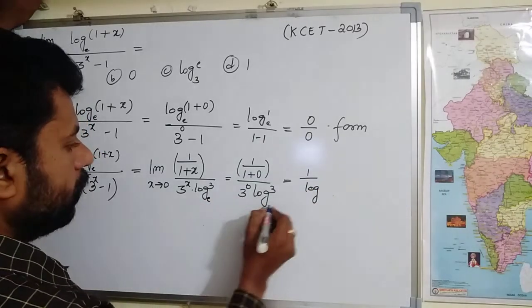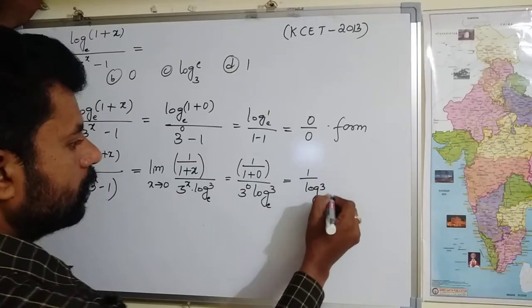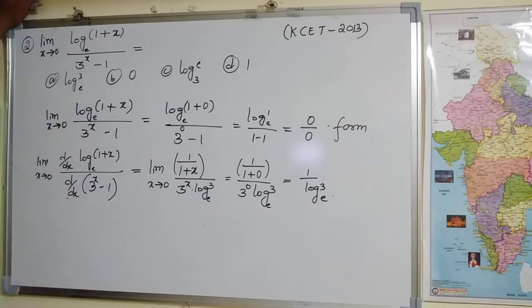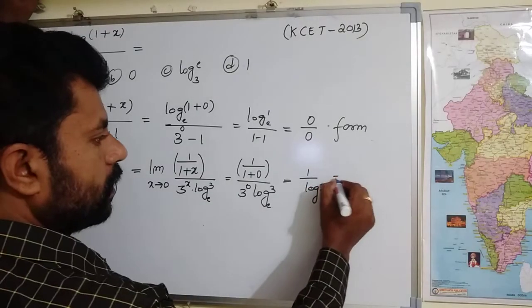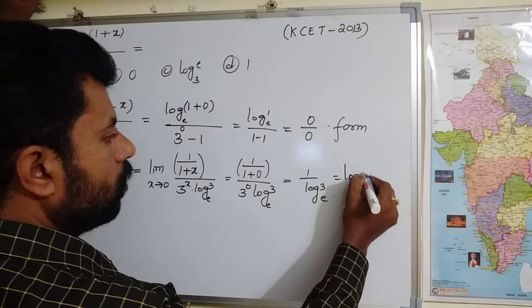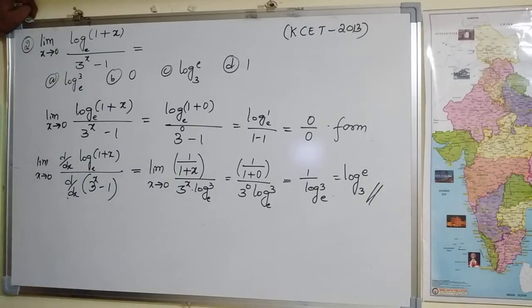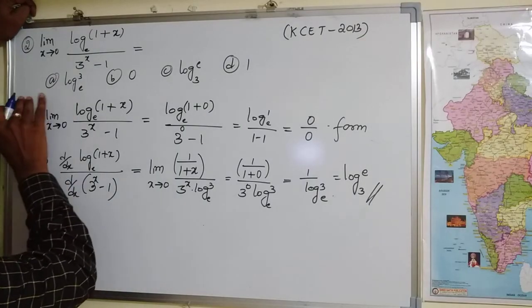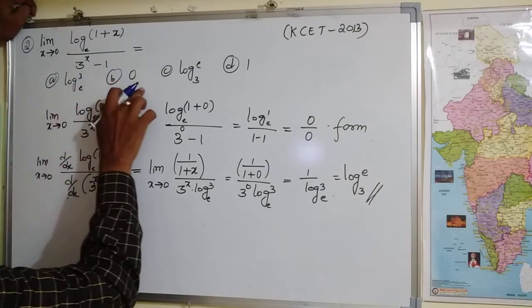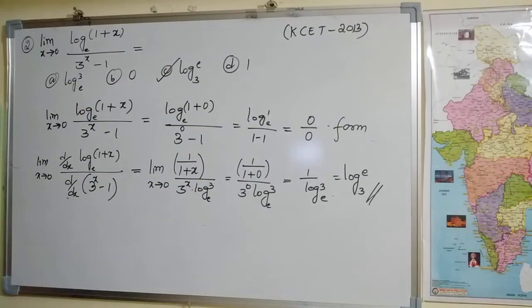See, base e. Log 3 base e. See, now here this result can also be written as log e base 3. See, now this is the required solution. Option E is not possible, 0. Option C is correct.